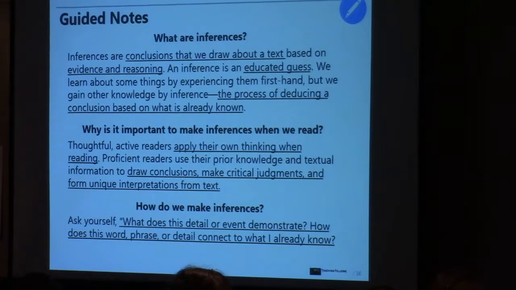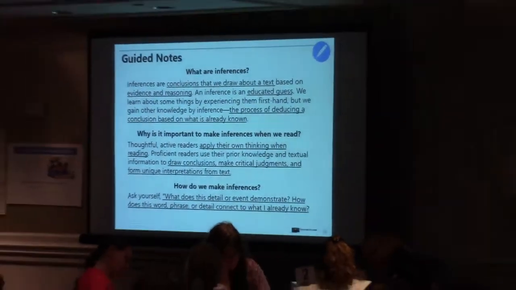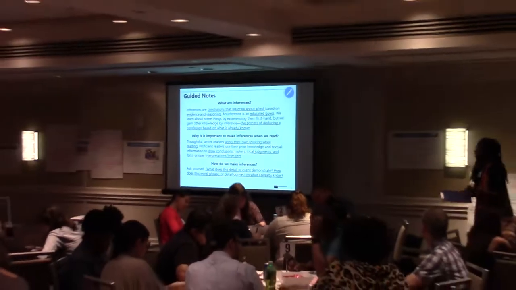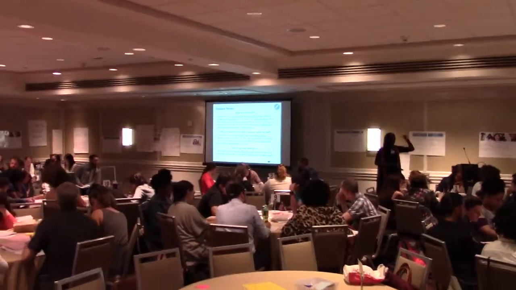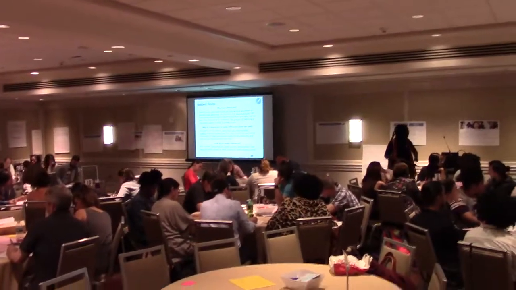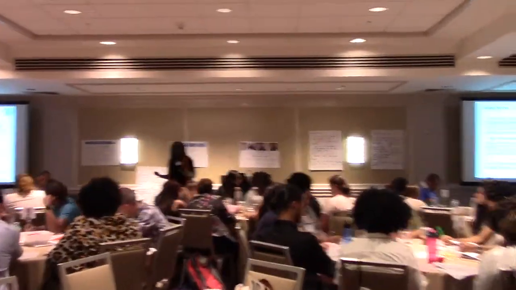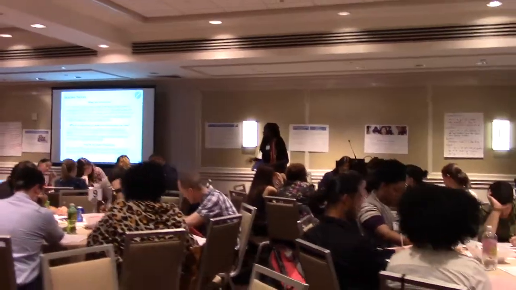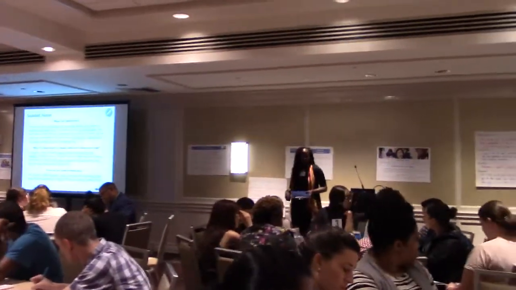How do we make inferences? Ask yourself, what does this detail or event demonstrate? How does this word, phrase, or detail connect to what I already know? We're connecting the what to the how or why. We have to get back on information. The what is always going to be first, because we need to cite evidence. Then we're going to try to connect our background information to what we know, so we can figure out why did this person make this choice. This is how we make inferences. Take 20 more seconds to finish, and then we're going to see if you can do it, because I know you can.